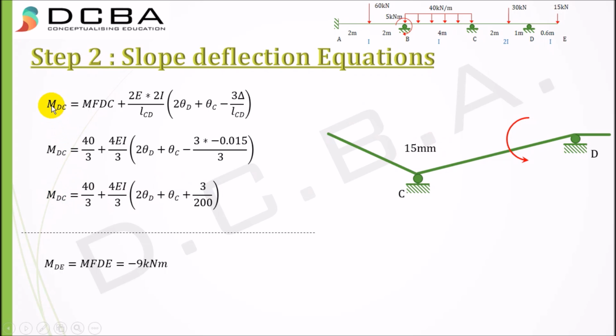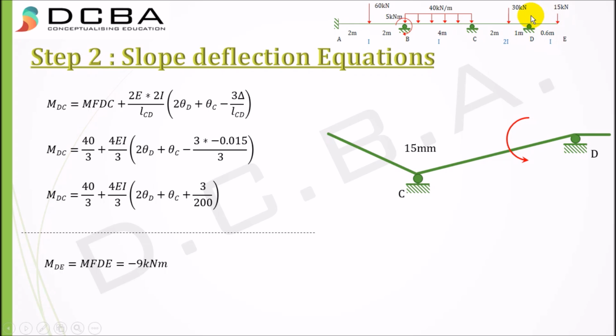Whatever equations we have written, that is MDC or MCD, are all the resistive moments occurring at the joints. For example, MDC is the resistive moment occurring at this joint, and MDE is also the resistive moment occurring at this joint, though we'll see later on that both of these have to be equal and opposite in nature. MCB that we have written previously would be the resistive moment at this particular support, and MDE is the resistive moment at this particular support, which is equal to this force into the distance, that is 15 into 0.6, which is equal to 9 kilonewton meter.